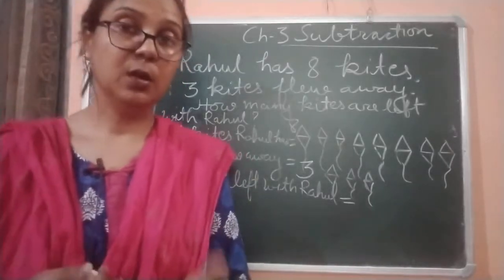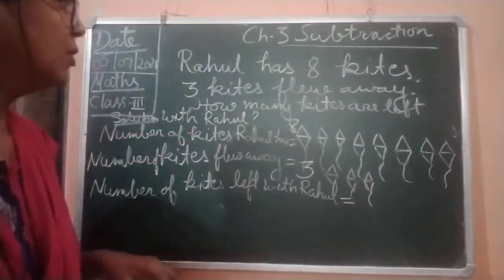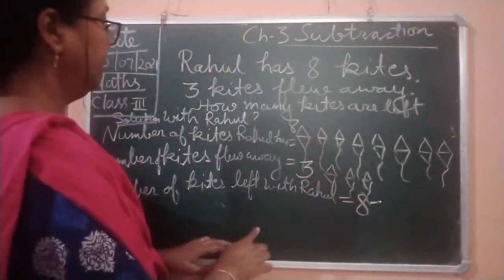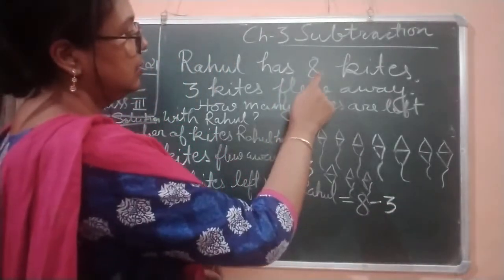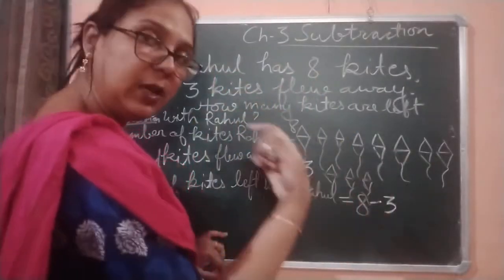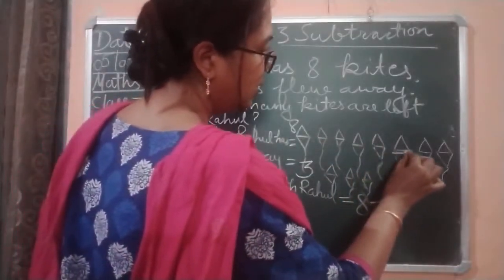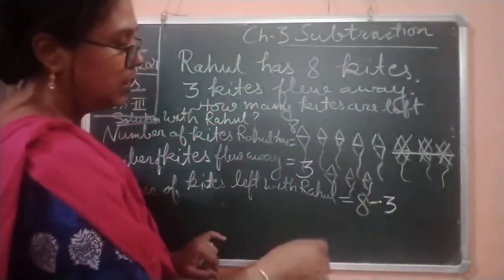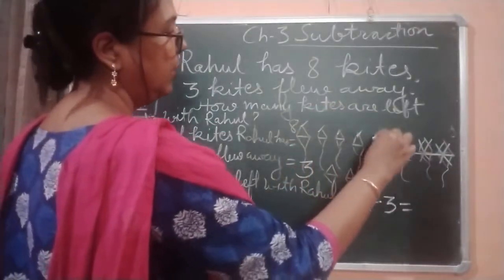So what we will do is subtract first, because after that we will take out the answer in a very proper way. Now here Rahul has 8 kites and 3 kites flew away. If we cut 1, 2 and 3, you can see how many are left: 1, 2, 3, 4 and 5.